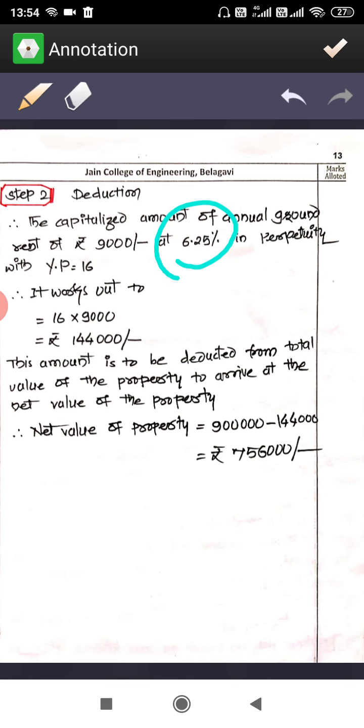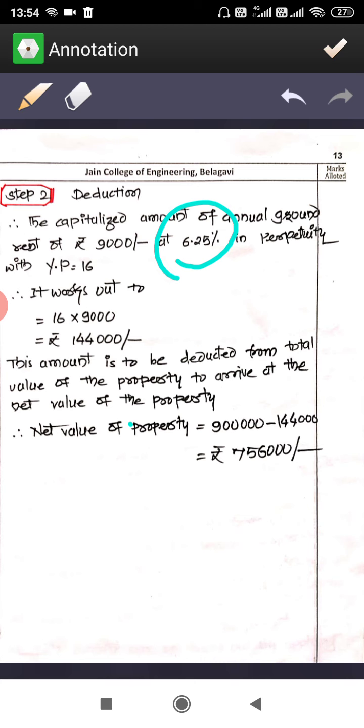Here with this 6.25 you are supposed to get the year of purchase. Now this we are going to get from the table. This is table number 5. You will be having 5 to 6 tables in the valuation. Those tables we are going to discuss in the upcoming classes. There are 8 tables in the valuation, and you should know what is there in those 8 tables. I'll be dealing with such things in the upcoming classes.